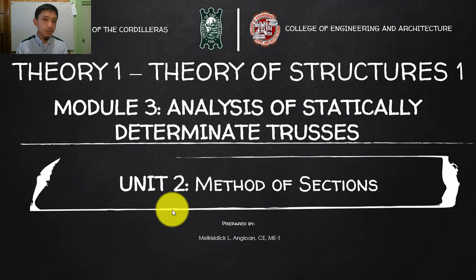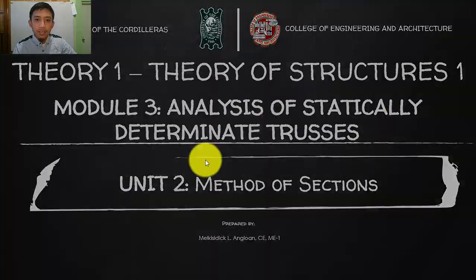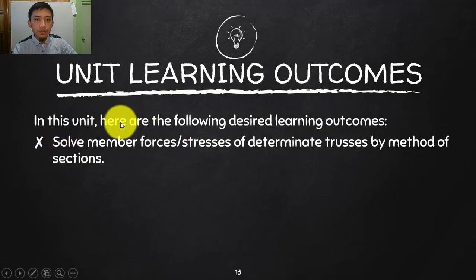In your Unit 1, Module 3, we discussed the method of joints. We used the method of joints by satisfying the equilibrium in each of the joints to analyze the member forces of the determinate trusses. In this method, we will now be considering what we call a section. In this discussion, we are going to solve the same thing as in Unit 1, member forces of determinate trusses, by the method of sections.